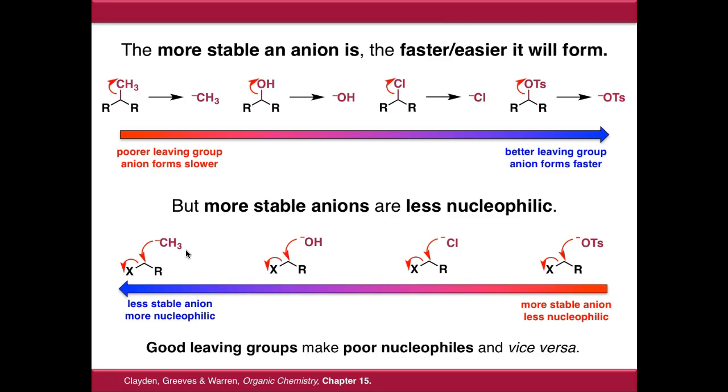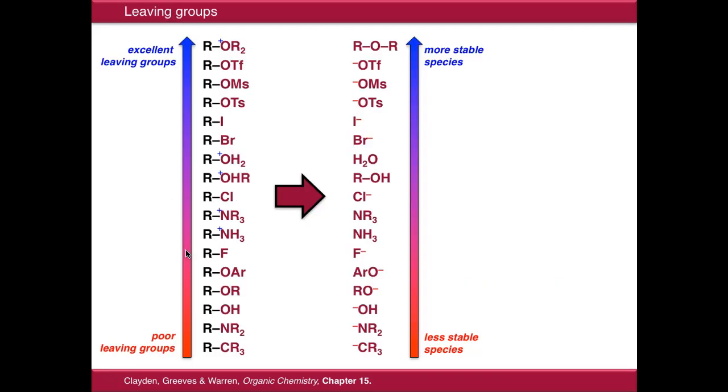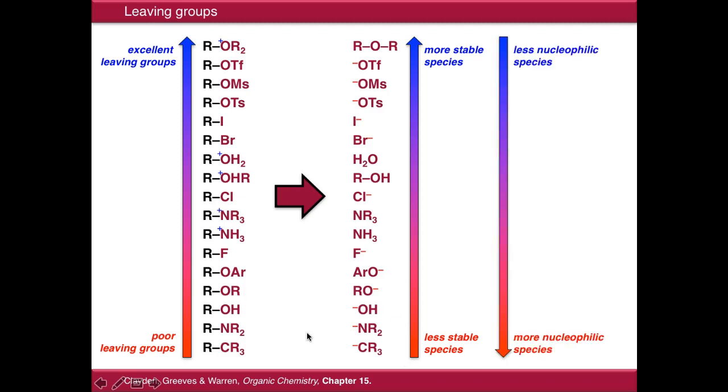So good leaving groups make poor nucleophiles and vice versa. If we look at our leaving group chart again, we have good leaving groups at the top and poor leaving groups at the bottom, because the more stable species when they leave are at the top and less stable species are at the bottom. We can now add another arrow where we say that the less stable species that would form if you were to push them out as a leaving group are more nucleophilic, because the anion that they form is less stable. Whereas the more stable anions up here are less nucleophilic because they're happier to have that negative charge.